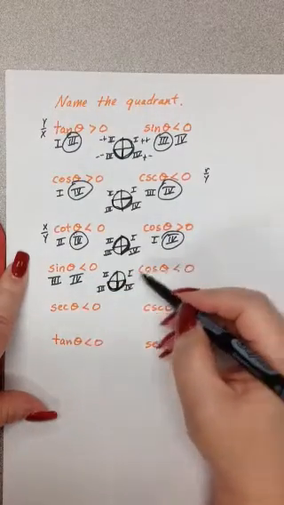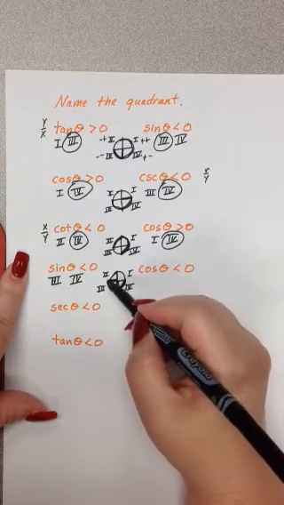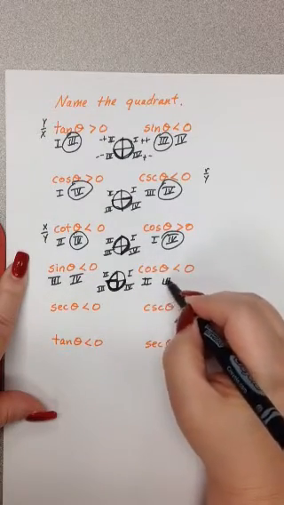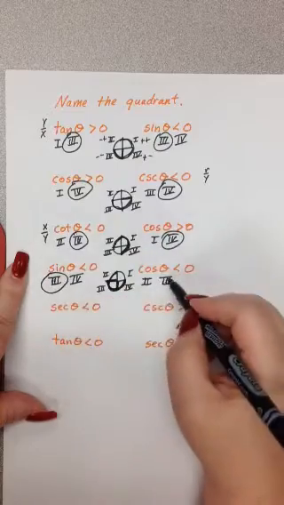Where is cosine less than 0? Cosine's less than 0 where x's are negative, and that's in the left hemisphere. So that's quadrants 2 and 3. And so then the overlap would be quadrant 3.